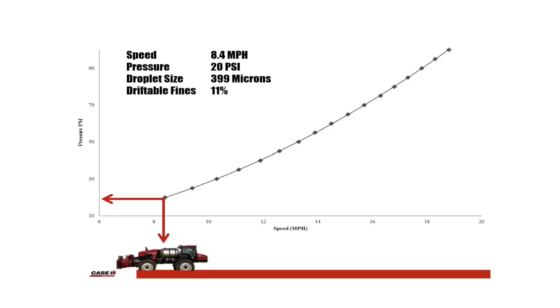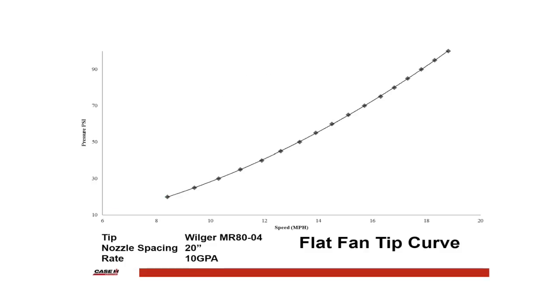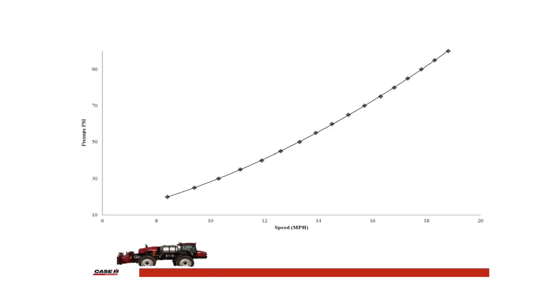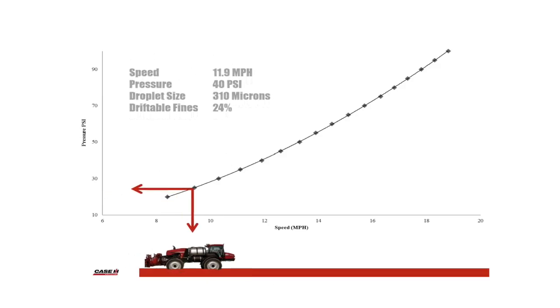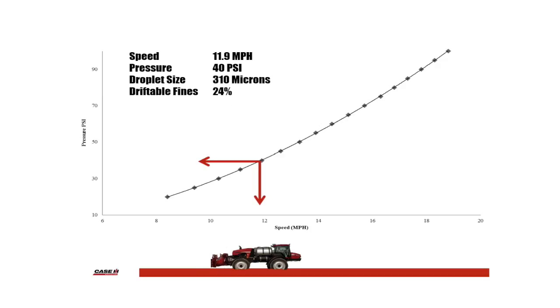Notice as speed increases, pressure increases, and overall droplet size decreases, making driftable fines increase. Driftable fines are small, fine spray particles that have the potential to not hit the target plants and get carried away by the wind instead.